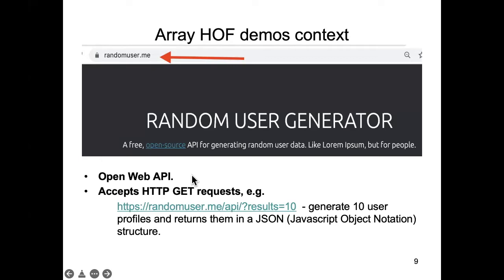I brought in a web API into the demonstrations that I'm working my way through. And it's the random user web API, which allows us to send requests to it across the HTTP protocol, and it will send back an array of objects where each object is a randomly generated user profile, which has lots of properties in it. So it's a nice little addition to the case study, if you like.